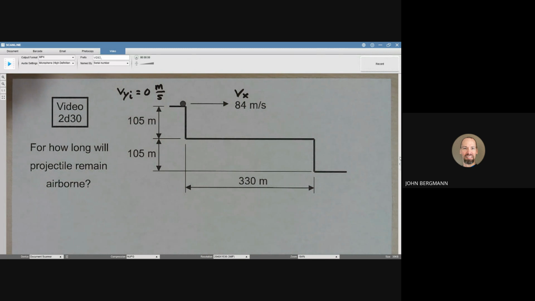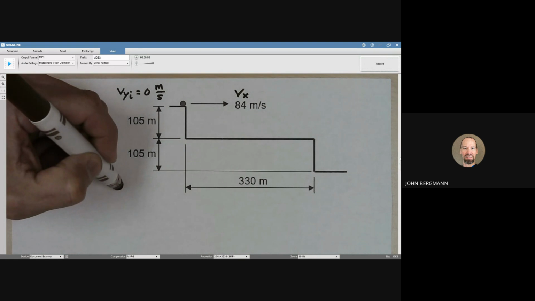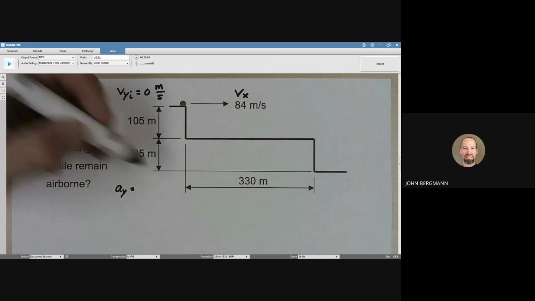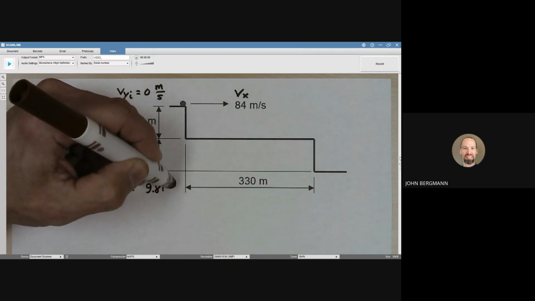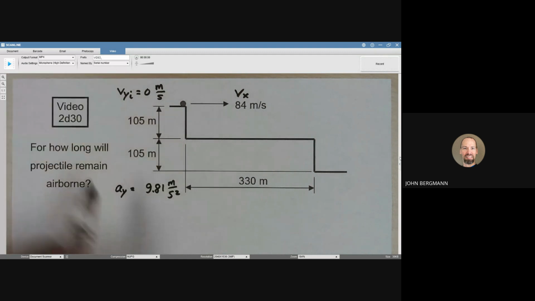We're going to assume that we're on Earth here, so that would mean that the acceleration in the y direction has a magnitude of 9.81 meters per second squared. Again, leave a little space here in front of the 9.81 because we have to choose a sign convention that is going to work.